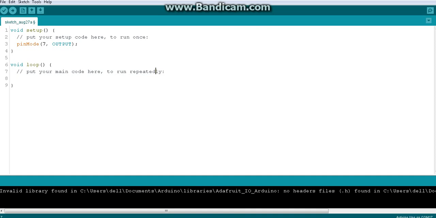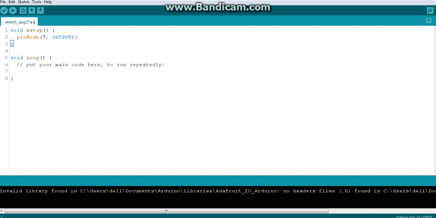Hi everyone, in the last video we stopped at this place, so I'm not willing to repeat it because we have talked much about how this pin mode is coming here. We are mentioning that this particular pin, pin number 7, is an output using the pin mode keyword, right? So we have talked about it enough.